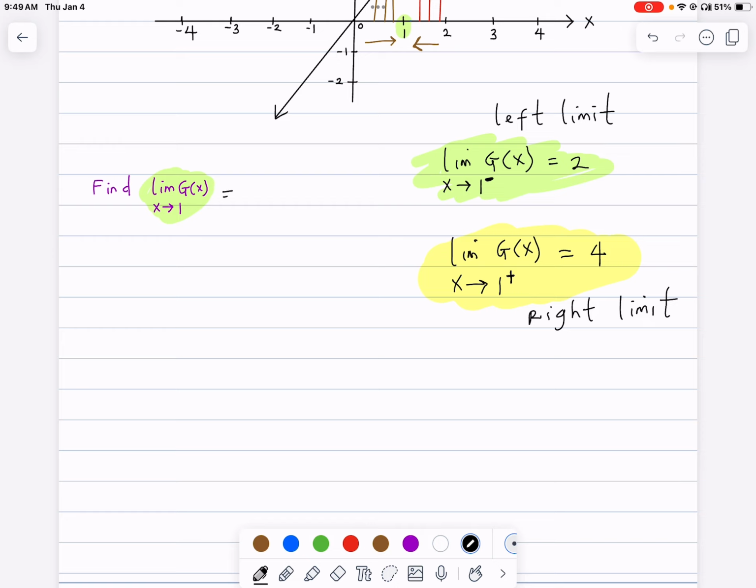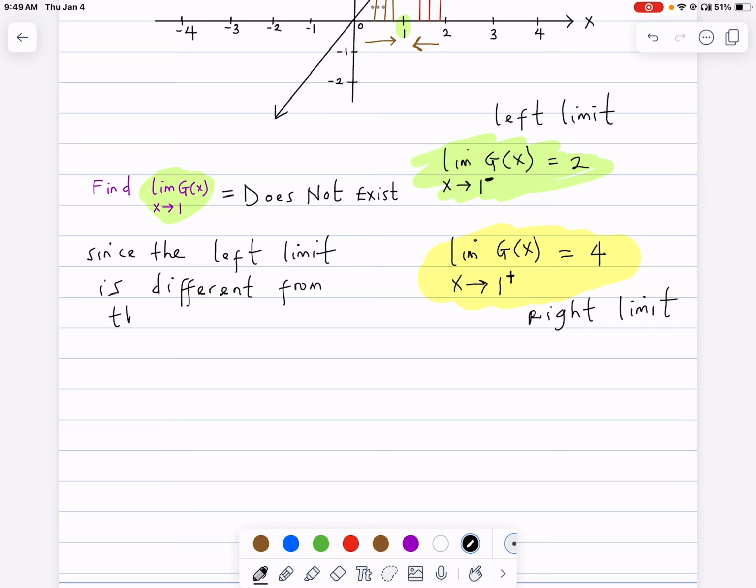So it does not exist. So I'm going to put the reason there, since the left limit is different from the right limit.